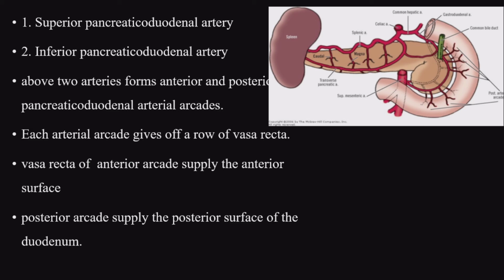Each of these arteries divides into anterior and posterior branches, and respective branches of the superior and inferior pancreaticoduodenal arteries anastomose to form anterior and posterior pancreaticoduodenal arterial arcades. Each anastomotic arterial arcade gives off a row of vasa recta. The vasa recta of the anterior arcade supply the anterior surface, and those of the posterior arcade supply the posterior surface of the duodenum. Between the two rows of the vasa recta lies the head of the pancreas.